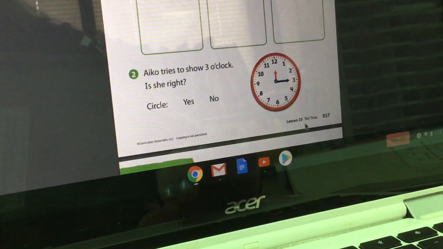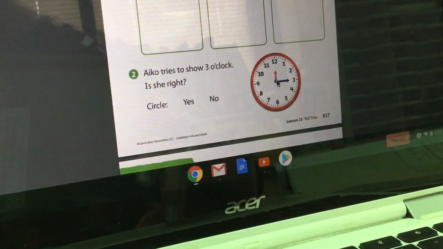Okay, let's look at problem 2. Aiko tries to show 3 o'clock. Is she right? Circle yes or no. Take a second to look at this. 3 o'clock. Well, I do see a hand on the 3, but it's not the correct hand to show 3 o'clock. I'm thinking Aiko mixed the hands up.